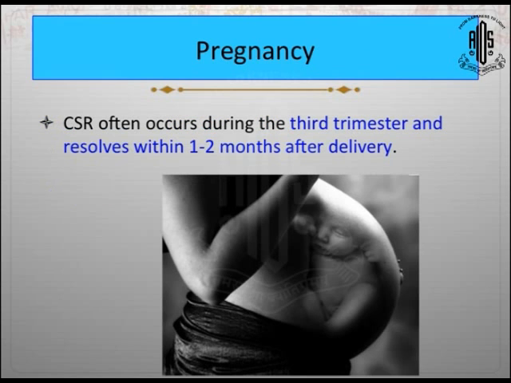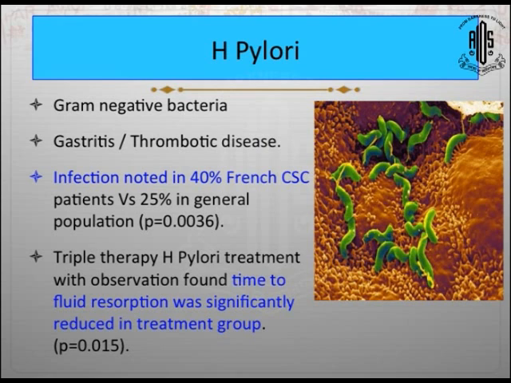Pregnancy, again, is one of the risk factors, which usually occurs in the third trimester and resolves within 1 to 2 months after delivery. Another risk factor is Helicobacter pylori, a gram-negative bacterium causing gastritis. Infection was noted in a French series in 40% of CSC patients versus 25% in the general population. With treatment of H. pylori, the time to fluid resorption was significantly reduced in the treatment group, supporting the role of H. pylori in the same.